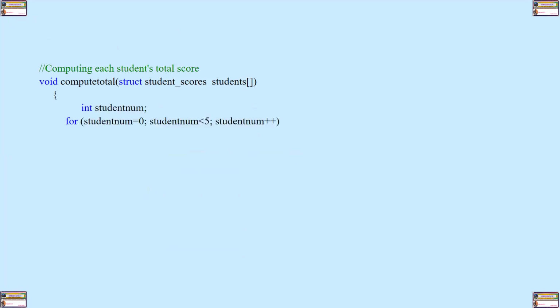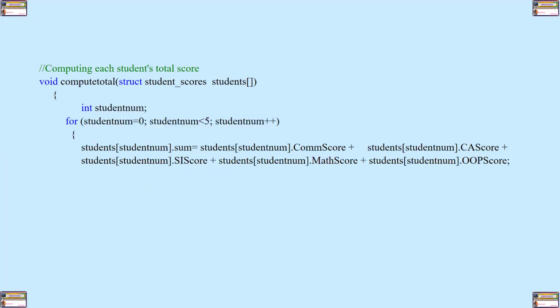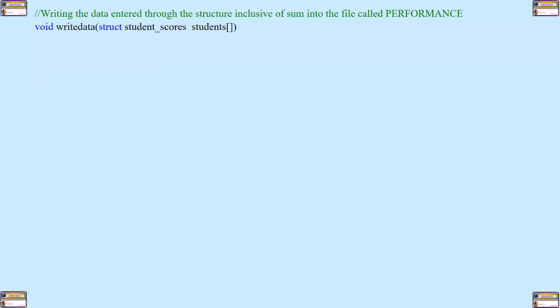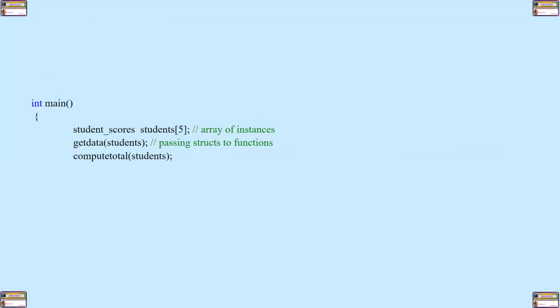So compute total is going to perform the computation on the values in our structure. This is also well explained under the structure topic, so I still advise that you go through that presentation to remind yourself about how this function is working. Then from there, the compiler will go to the main program and execute the next statement, which is write data. The function is called write data.